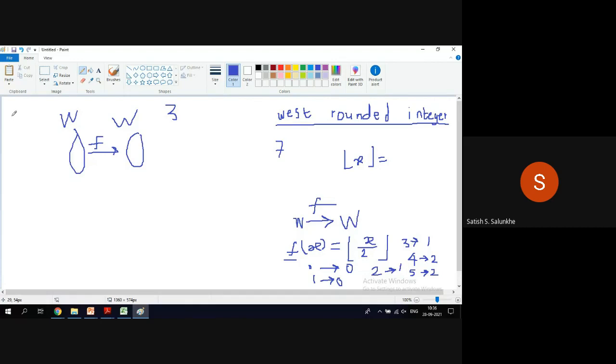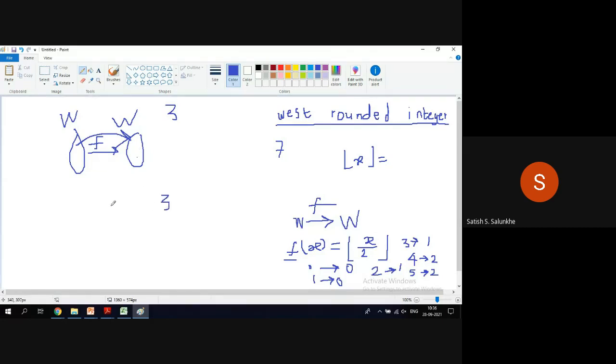Yeah, Viraj, I am asking you. So no, it will be... No, it is not into. Yeah, it is onto function because every element of W is mapped to one of the elements in W, and W is an infinite set. This is also an infinite set. So yes, every element you pick up here also has pre-images.